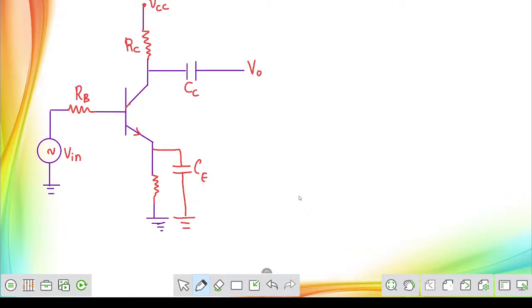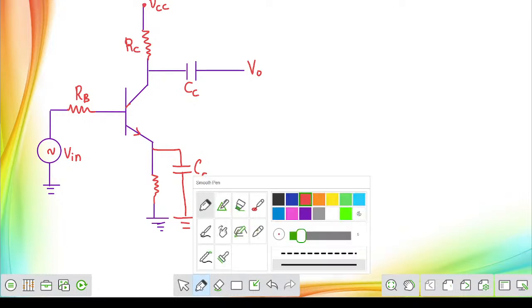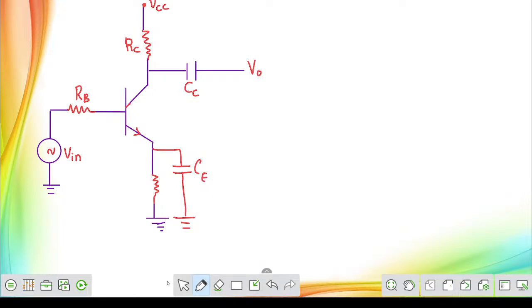Suppose a circuit like this is given in AC, while doing mid-frequency analysis, how do we calculate all the parameters? That is the question. The parameters are input impedance, output impedance, voltage gain, current gain. How should I explore all these things? I will tell you, this is very simple.